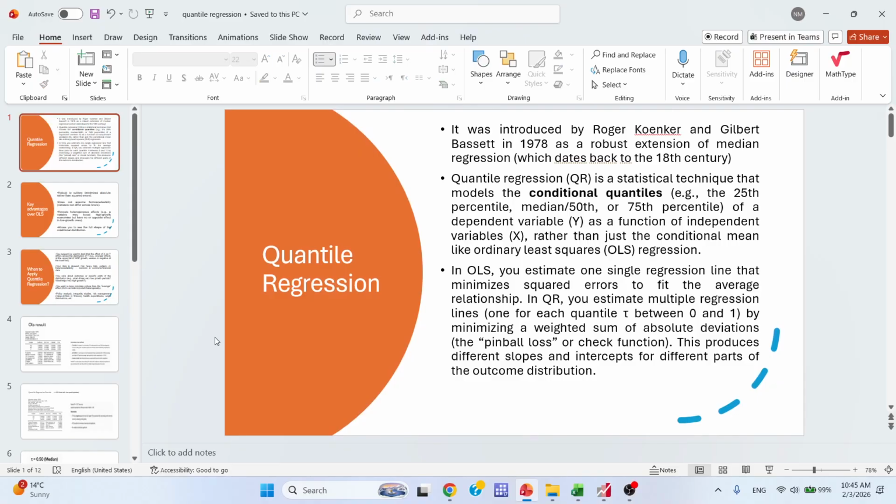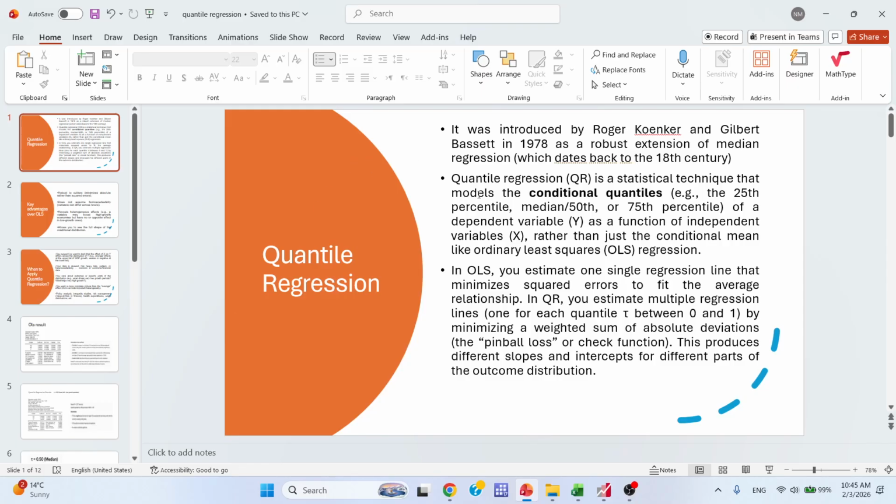In today's lecture, we will see how to apply quantile regression in EViews using time series data. First of all, we will discuss what quantile regression is, then its advantages, and then when to apply quantile regression. After that, we will apply quantile regression analysis to time series data, and one by one we will interpret all the results.